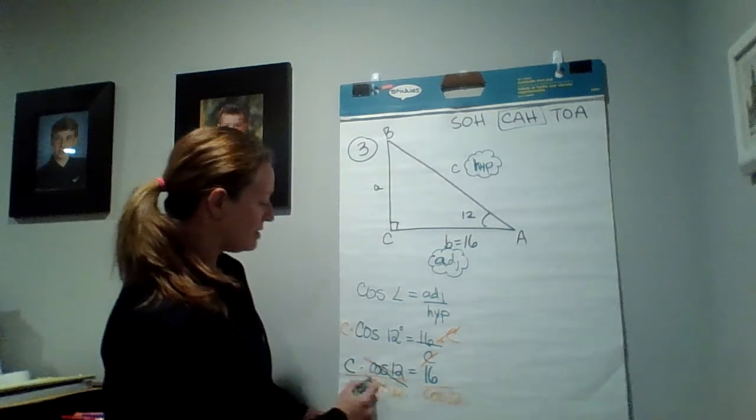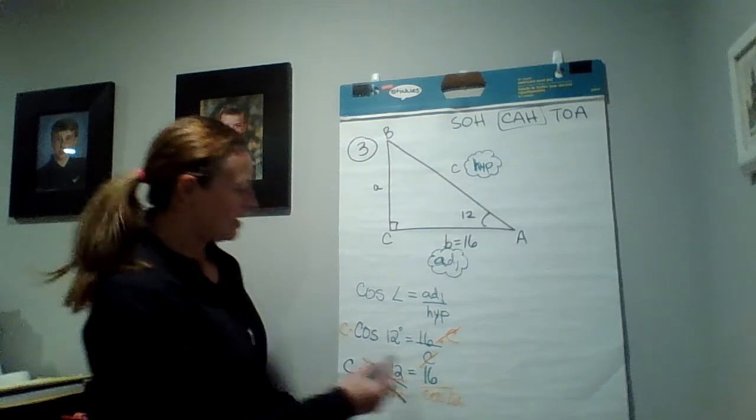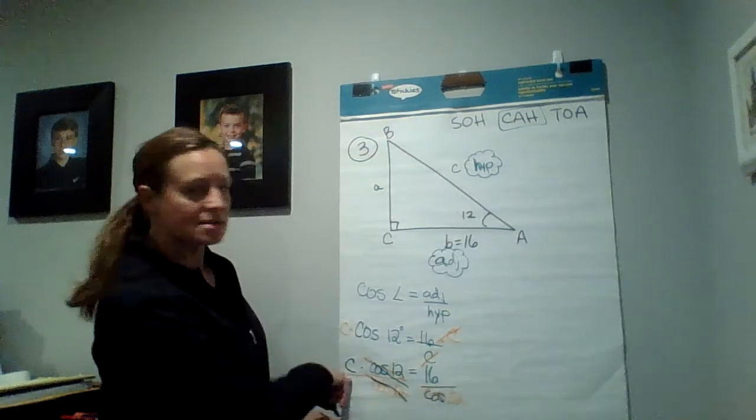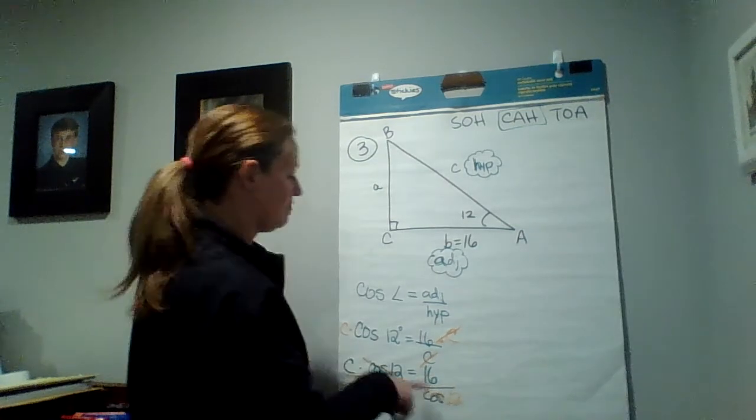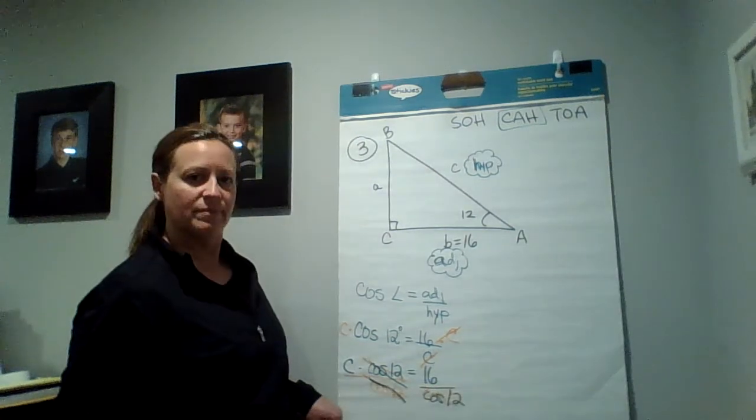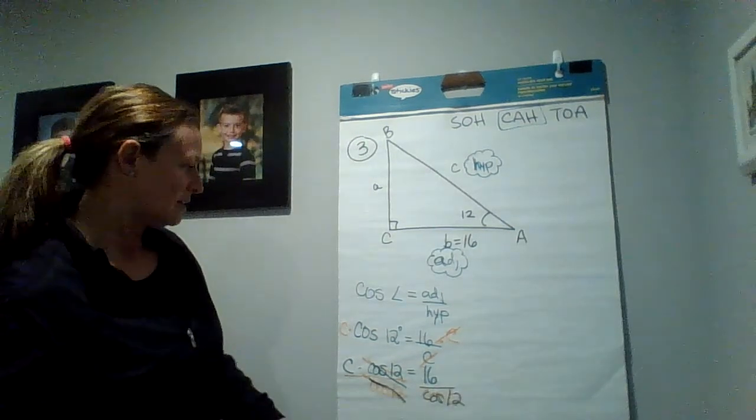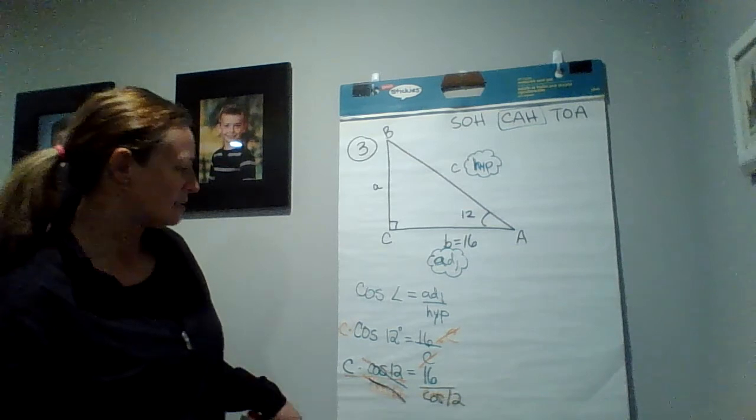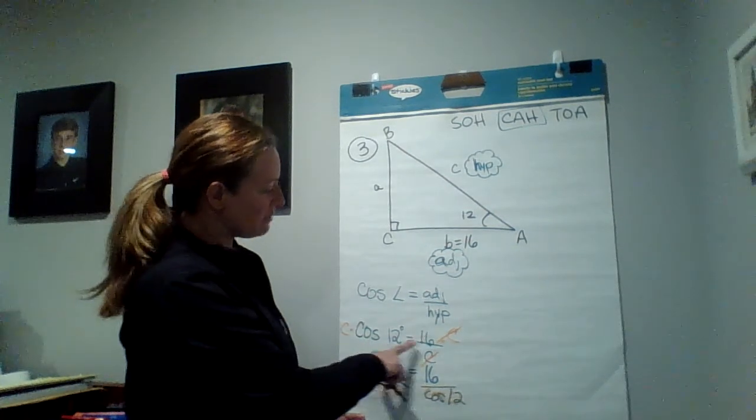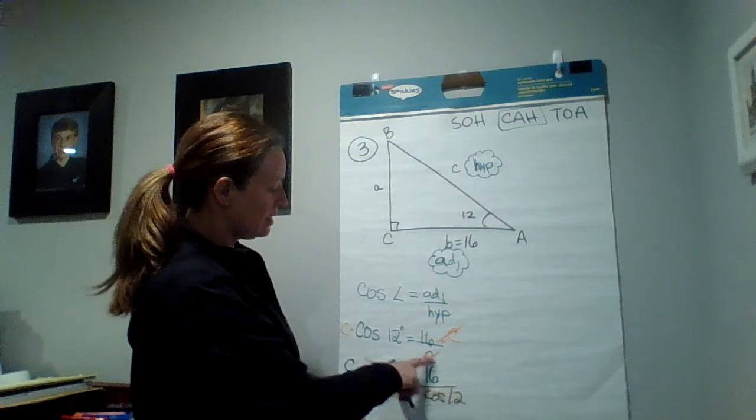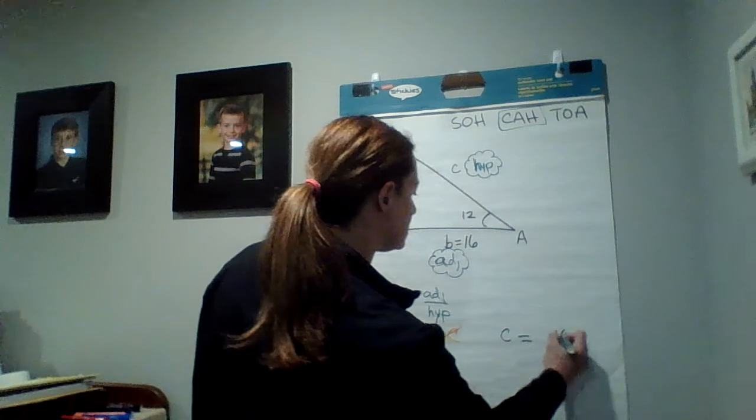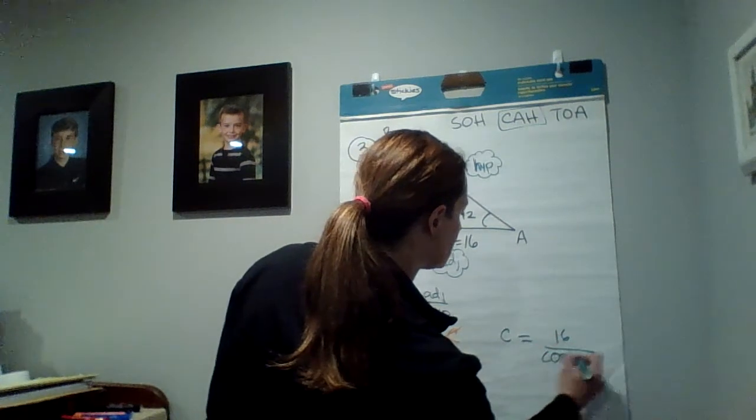Now c, our hypotenuse, is by itself, and it is equal to 16 over the cosine of 12. Now, I'd like to stop right here and have you notice that at the beginning, we had cosine 12 equals 16 over c. Now, our new equation is c equals 16 over cosine of 12.